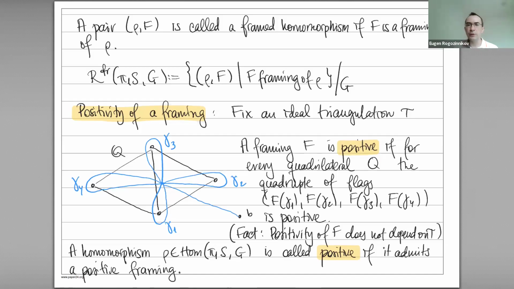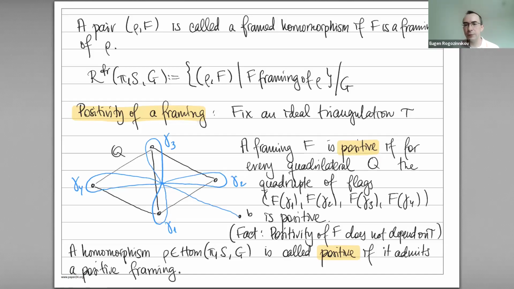the positivity of a framing. There are many ways to define positivity for a framing, but I'll use the simplest one, and for this we need to use ideal triangulations of surfaces. So we pick an ideal triangulation. An ideal triangulation is a triangulation such that all the vertices of the triangulation are punctures. And if we pick an ideal triangulation, then we can pick an ideal quadrilateral. That means two triangles which share an edge.